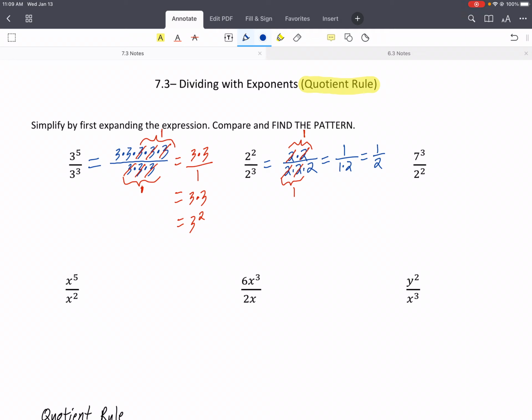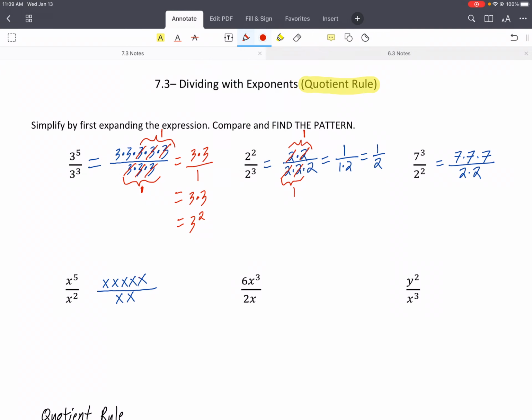Okay, if we keep looking at this, 7 to the 3rd would be 7 times 7 times 7, all over 2 squared, which is 2 times 2. And now we couldn't cancel these because they're not the same number. So we would just have to crunch and see what number we get in total. This could also work with variables. We could have x to the 5th, which is 5 x's, all divided by x squared, which is 2 x's.